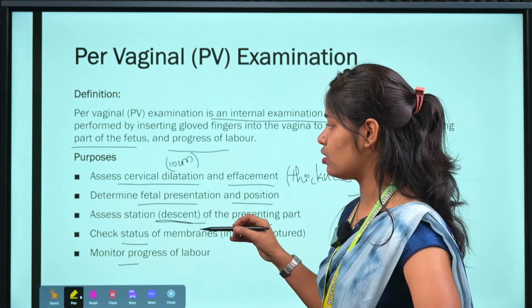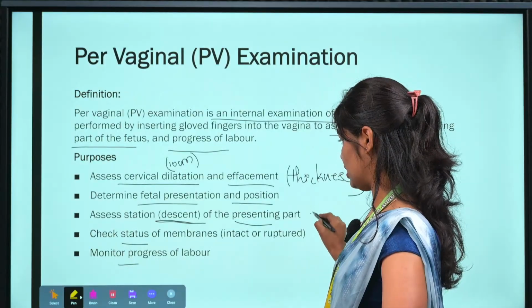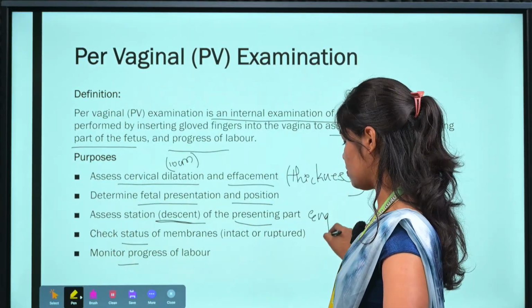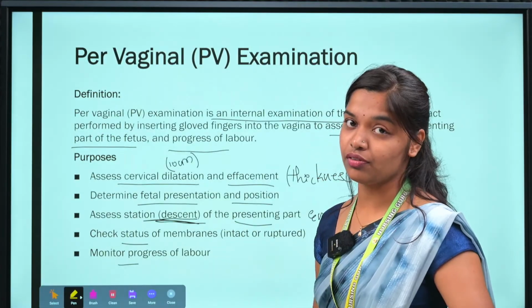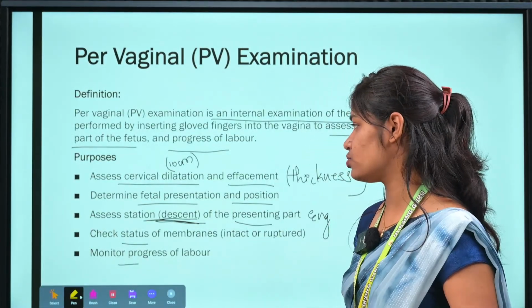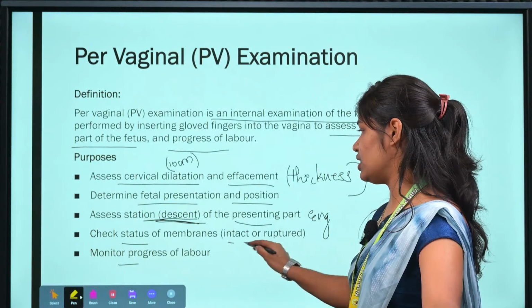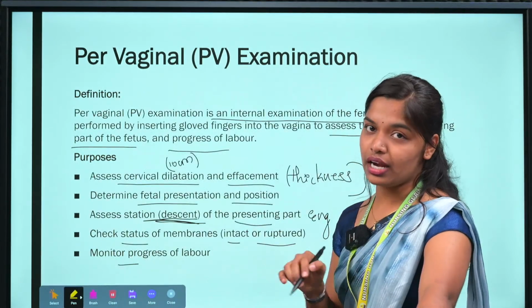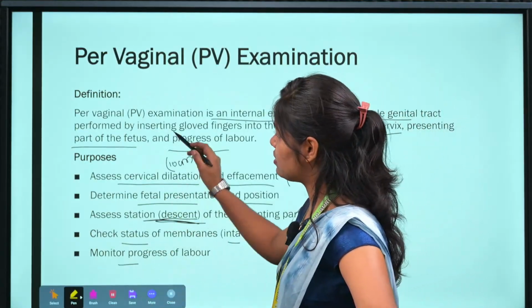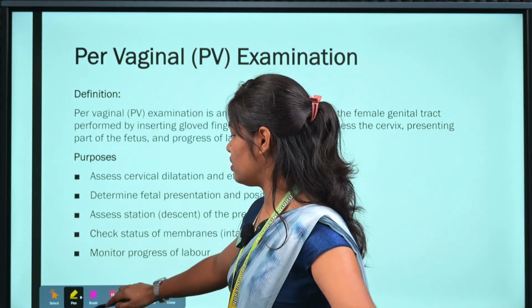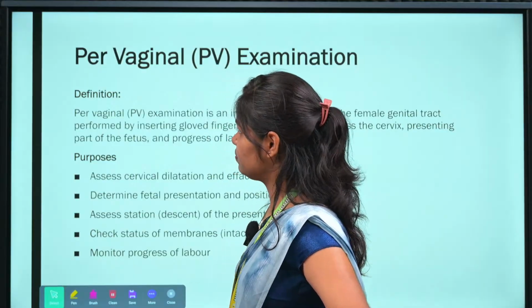To assess that also, at the time of engagement we are going to do this, to assess the descent of the fetal presenting part, and also to check the status of the membranes, intact or ruptured, and also to assess the progress of the labor. These are the purposes of per-vaginal examination.